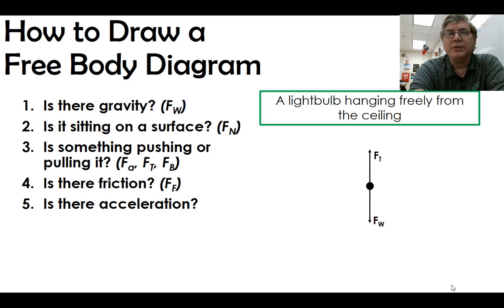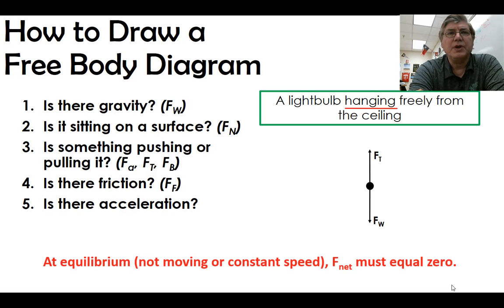Is there friction? Well, it's not sitting anywhere, and friction would have to be resisting some kind of force anyway. So since it's not moving or being pushed on, there's no friction force. And is there acceleration? Well, the light bulb says it's just hanging there. It doesn't say it's falling or doing anything else, so we're going to assume that there's no acceleration.